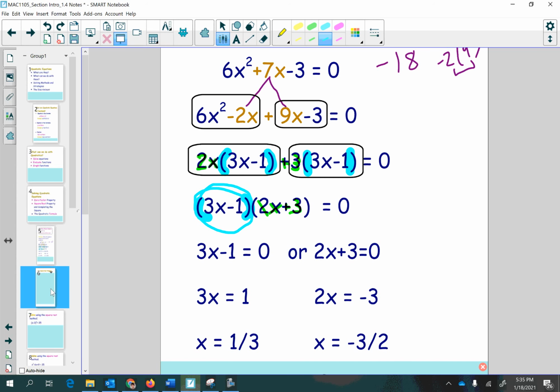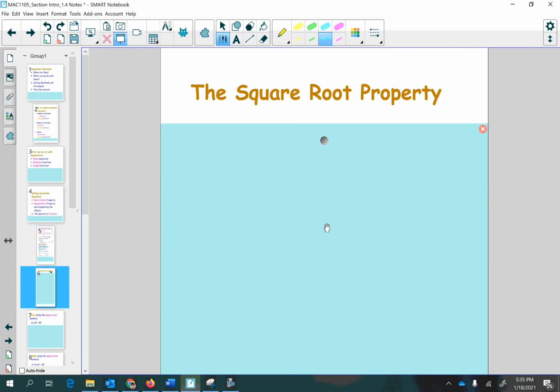All right, now let's do another example. This time we're going to look at how, when it would be appropriate to use the square root property.